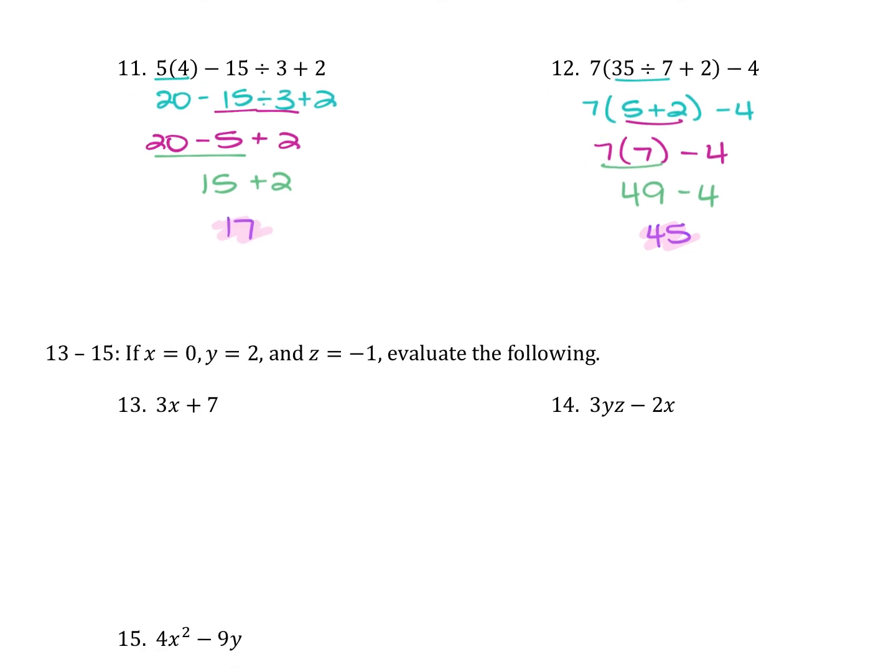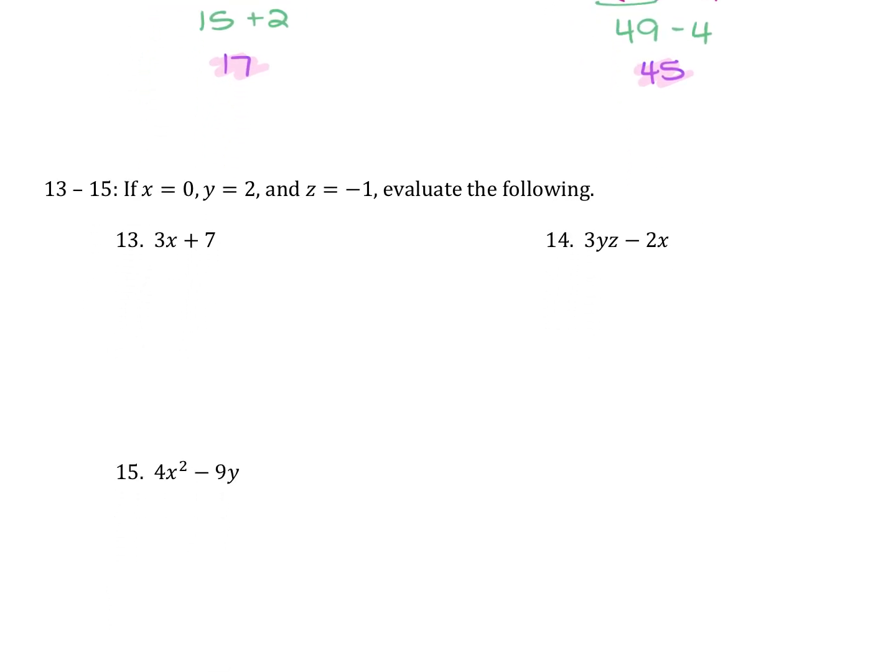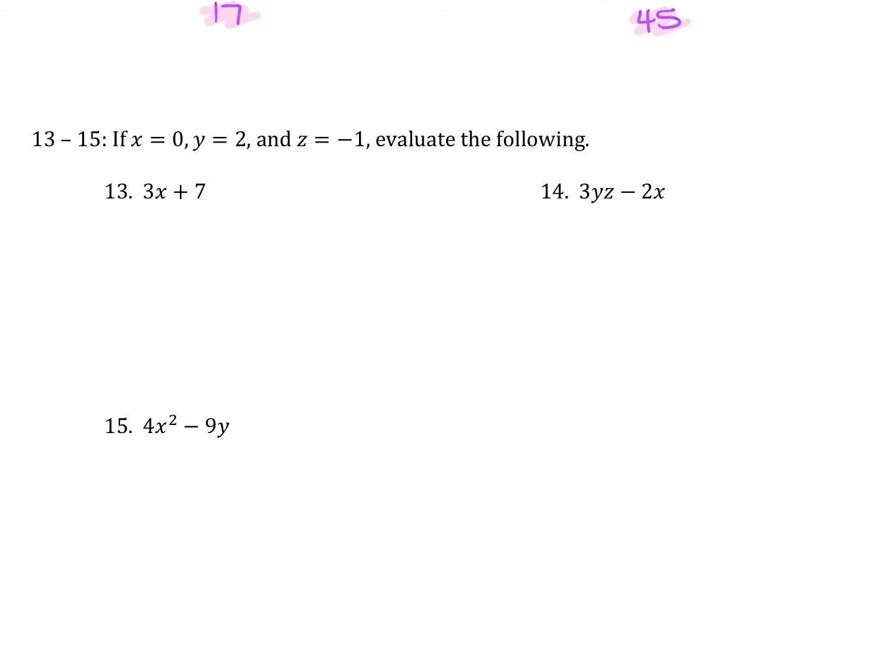For 13 through 15, we are going to use 0 for x, 2 for y, and negative 1 for z to evaluate. For 13, we have 3x plus 7. So this is going to be 3 times 0 plus 7. Multiplication goes first, so 3 times 0 is 0, plus 7 gives us an answer of 7.